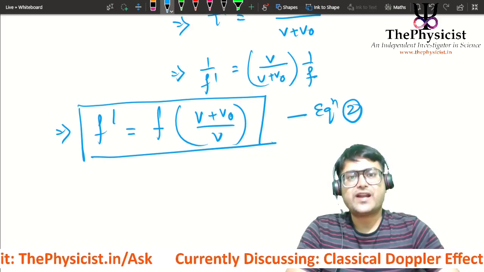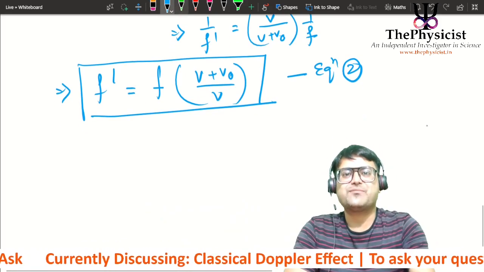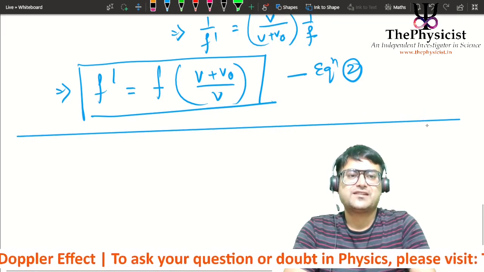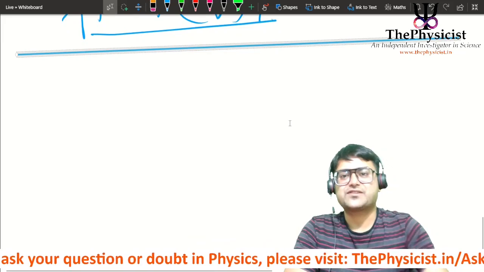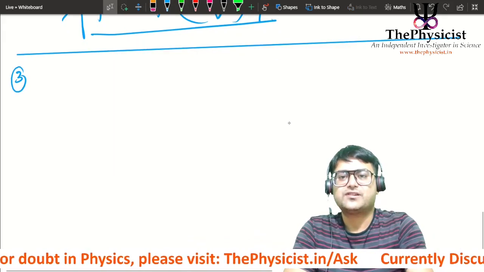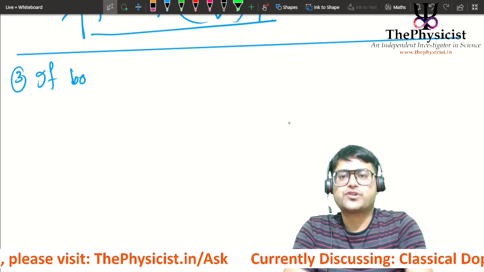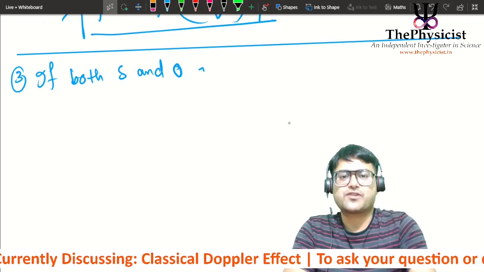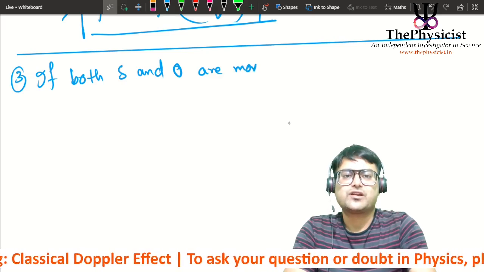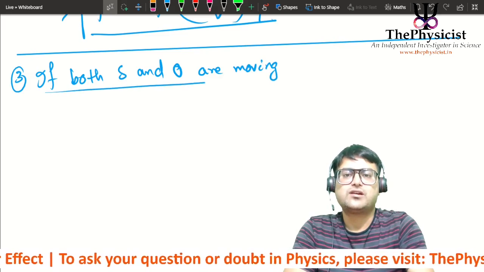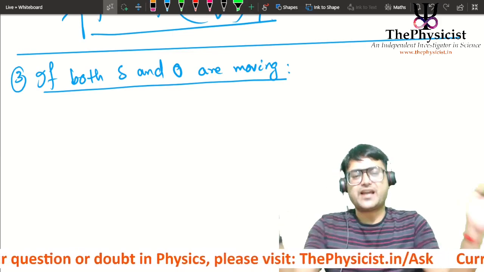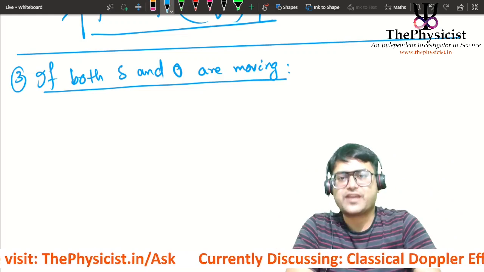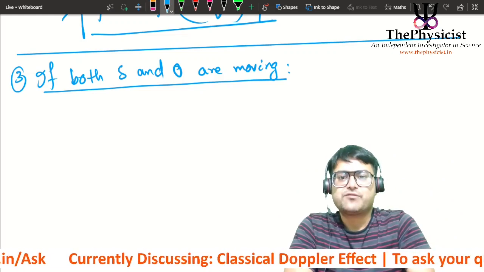Got it? Now what happens if both of them are moving? Let's discuss the last case, the third case, which is pretty easy actually. If both S and O, source and observer, are moving. Now, in this case, we will discuss again the approach case. In the case of recession, you will simply have to flip the signs. First of all, we will have an apparent frequency.